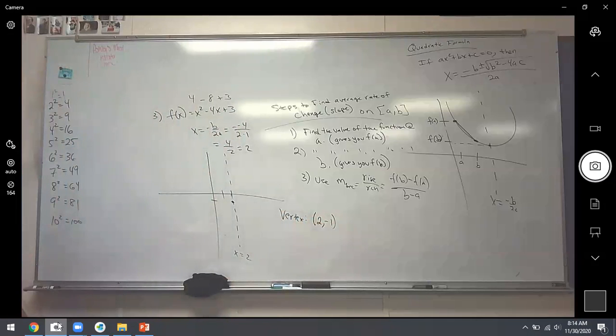That x is 2. It should be the exact same x as the axis of symmetry, right? It should be the same exact x as before. You'd have to go one step further and figure out the y.